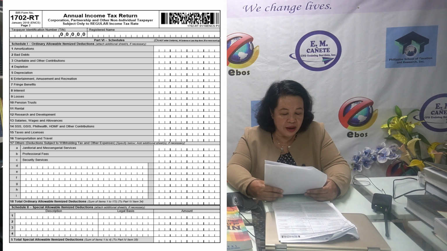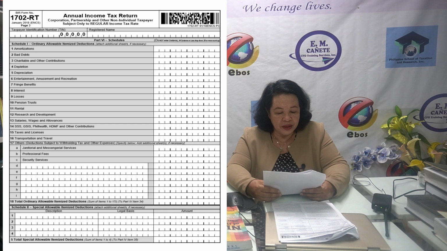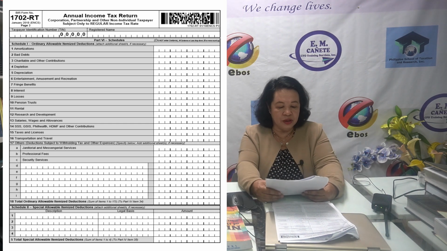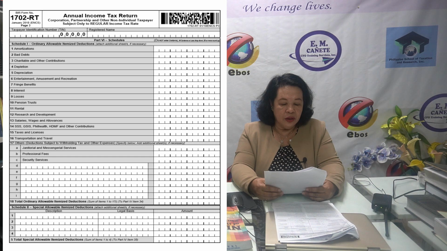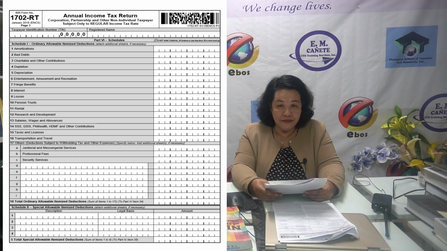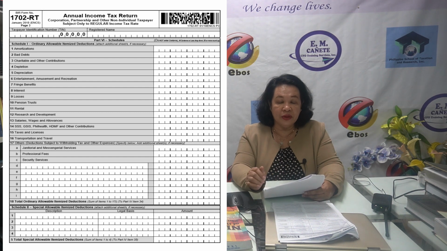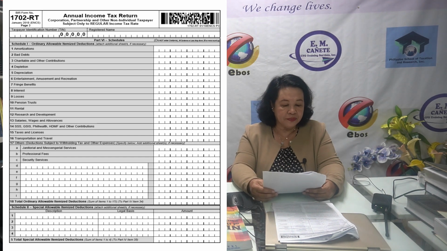For number 14, we have the SSS, GSIS, PhilHealth, Pag-IBIG, and other contributions. Who will pay for this? It is the employer, for the employer's share. And what is the amount of these contributions? Only the employer share. When you claim SSS and other contributions, do not claim all the amount remitted, because part of that remittance is the amount paid as the share of the employee.